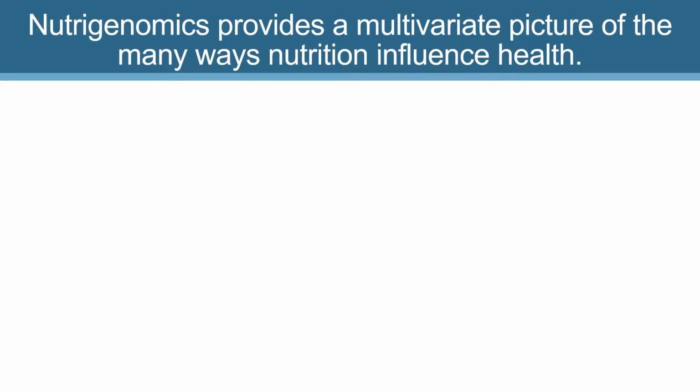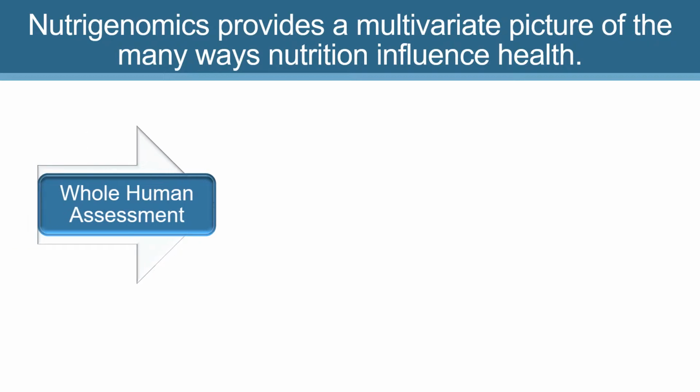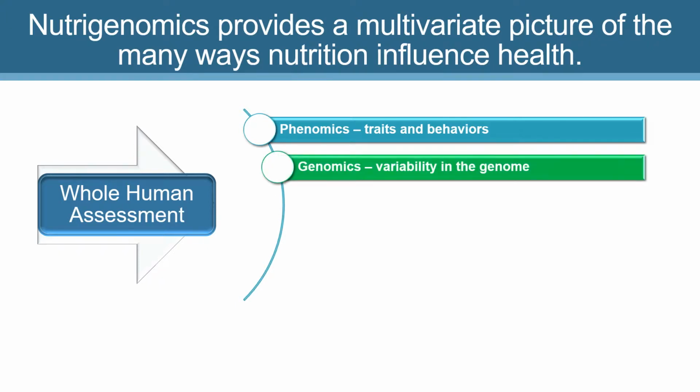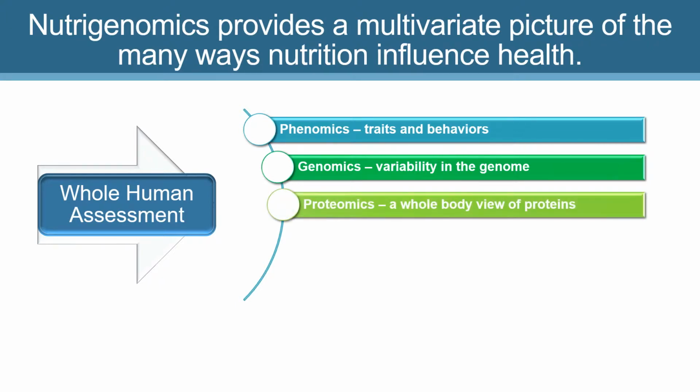Nutrigenomics provides a multivariate picture of the many ways in which nutrition can influence health. In this context, whole human assessment can be performed at many different levels, including the level of phenomics, which is really just a fancy term for characterizing all the many traits and behaviors associated with nutrition. It can be measured at the level of genomics, which includes both single genes and the variation across the human genome. It can be measured at the level of proteomics, which is a technique for characterizing all the proteins in a body at a given time.